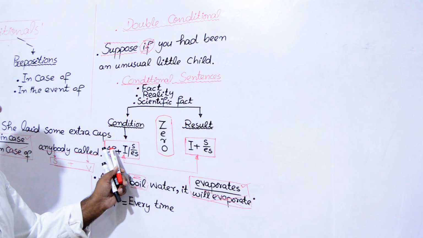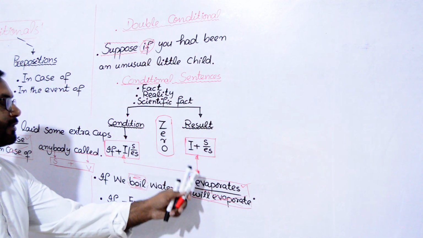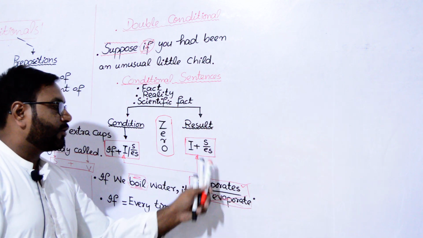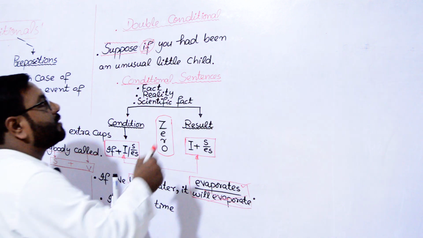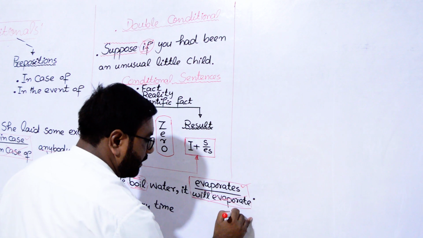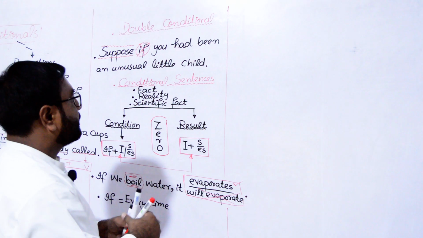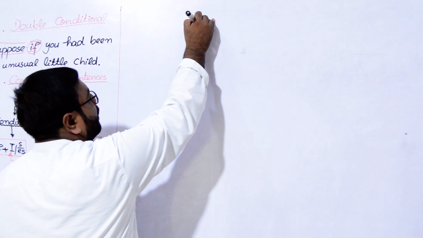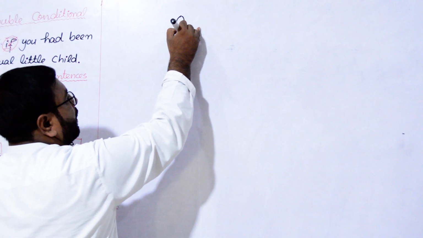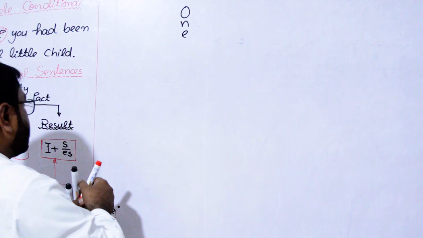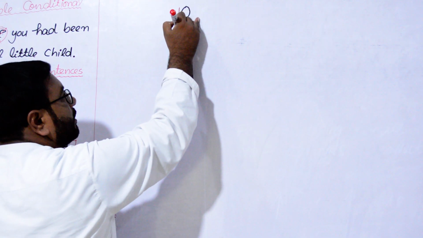On both sides we have first form of verb. Here we required an addition of s, so we added s to it. This is called zero conditional. Let's have the next conditionals as conditional 1. This is the conditional 1.